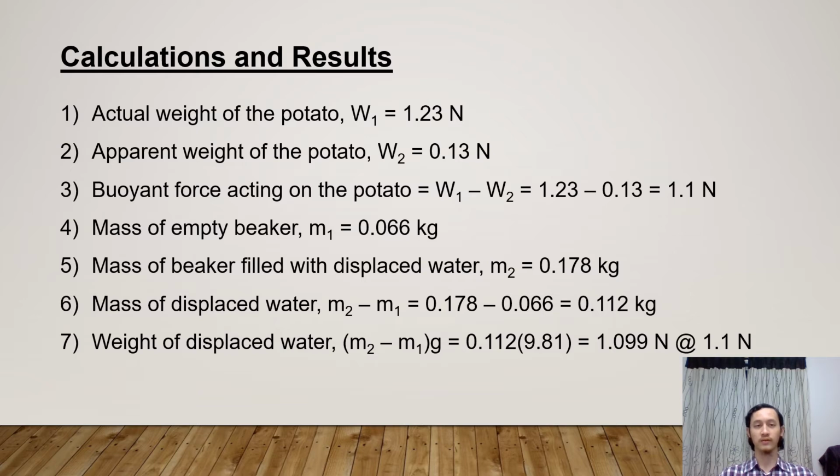Moving on to the calculations and results. The actual weight of the potato, W1, is 1.23 Newton, and the apparent weight of it, W2, is 0.13 Newton. Therefore, we can calculate the buoyant force by subtracting W2 from W1, and we get 1.1 Newton. The mass of the empty beaker, M1, is 0.066 kg. The mass of the beaker filled with displaced water, M2, is 0.178 kg. So, we can calculate the mass of the displaced water by subtracting M1 from M2, and we get 0.112 kg. Therefore, we can calculate the weight of the displaced water by multiplying 0.112 kg with gravity, which is 9.81 meter per second square, and we get approximately 1.1 Newton, which is the same as the buoyant force.